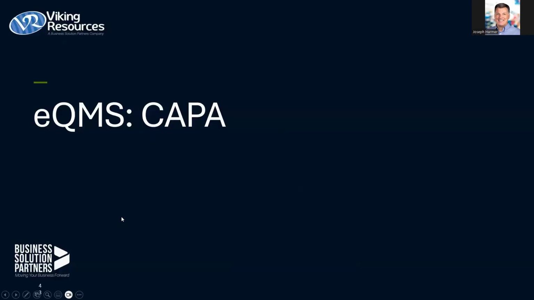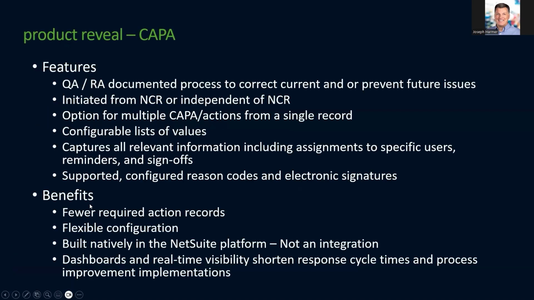Next, let's review CAPA, or corrective action, preventive action. A corrective or preventive action represents a process to correct a current failure, a potential future failure, or prevent one from occurring in the future. Key features of the CAPA process include initiating from NCR or independent of NCR. It's possible to create multiple corrective or preventive actions from a single CAPA record, which means I can consolidate all related activities into this single record.